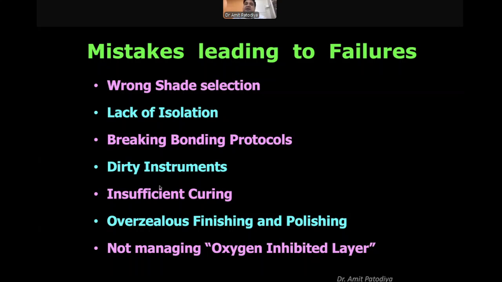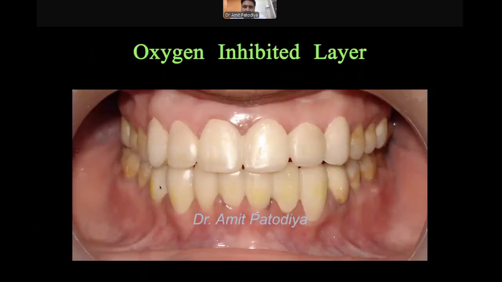Now this layer is very interesting. All composites have their top layer as an uncured layer. I'll show you to explain it. You remember this case of the diastema, and once I had sent the patient home, next day she came with all these yellow spots. Now these spots are not food stains, but are because of the uncured composite.